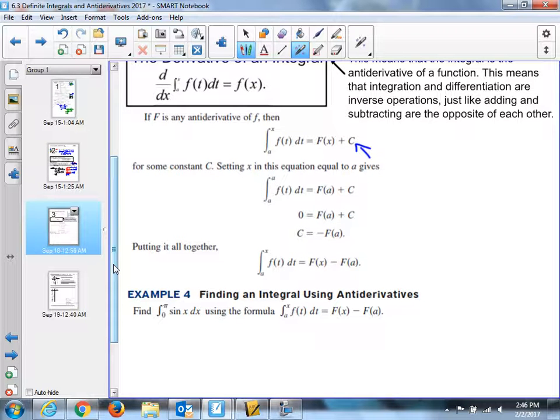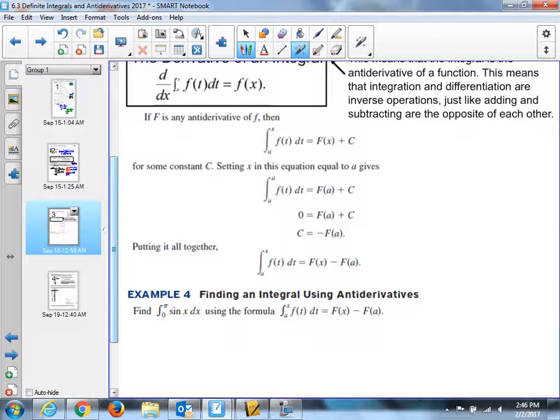Also, for some constant c, some number, setting the x in this equation equal to a, what does that give us? Well, that'd be like going from 3 to 3, a to a. That'd be 0. And then we could figure out, isolate this. The antiderivative's value at that number a will be basically the negative value of the constant. It doesn't really make sense until we start playing around with this, and you will get a chance, okay?